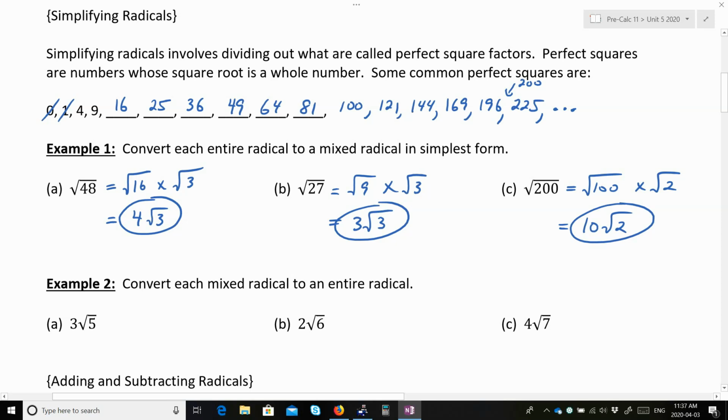All right, and so that is converting what are called entire radicals to mixed radicals. A mixed radical is of the form a times root b. And an entire radical is just the square root of something.